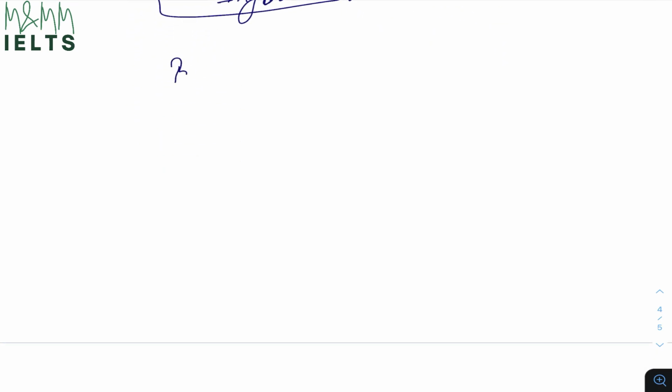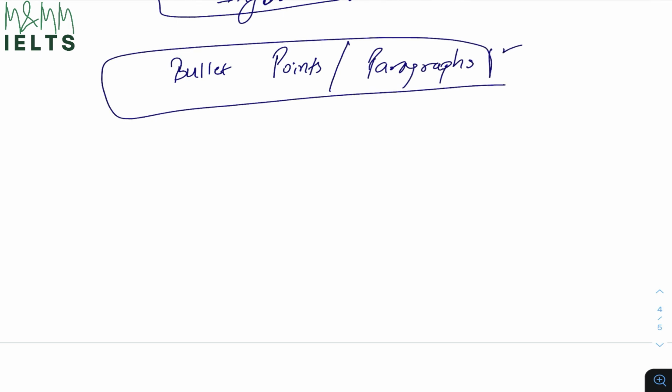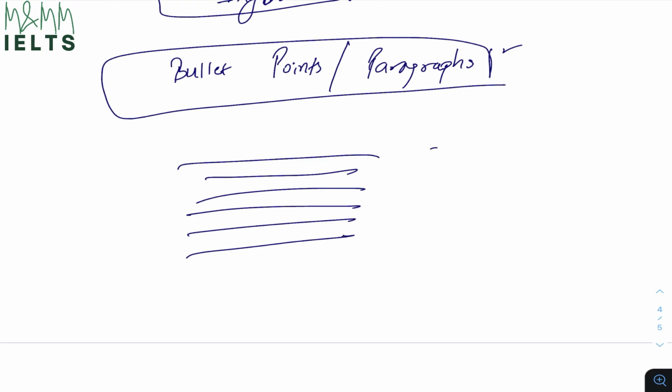Now, one question that I get asked a lot is about bullet points, or you can say paragraphs. If they have asked 3 or 4 questions, do I need to put the answers in different paragraphs? Is it compulsory, mandatory? The answer is no. But should you do it? I would say yes. You can write all the information in one paragraph and still get away with it and still get a good band score.